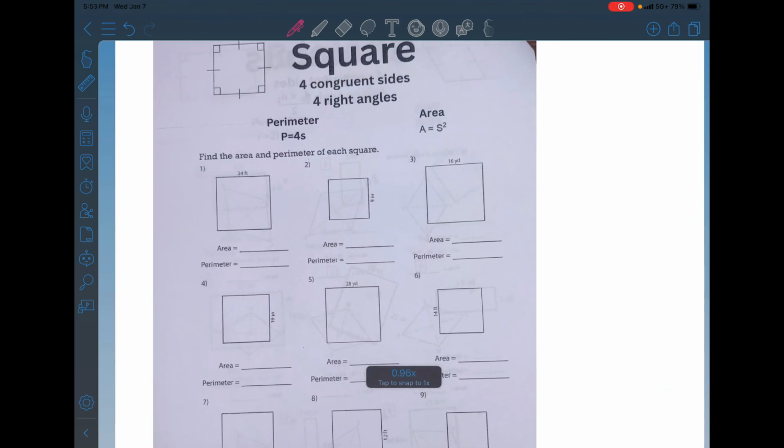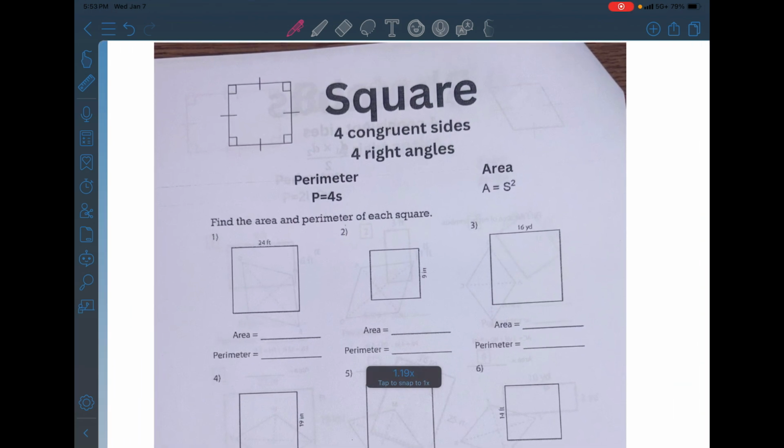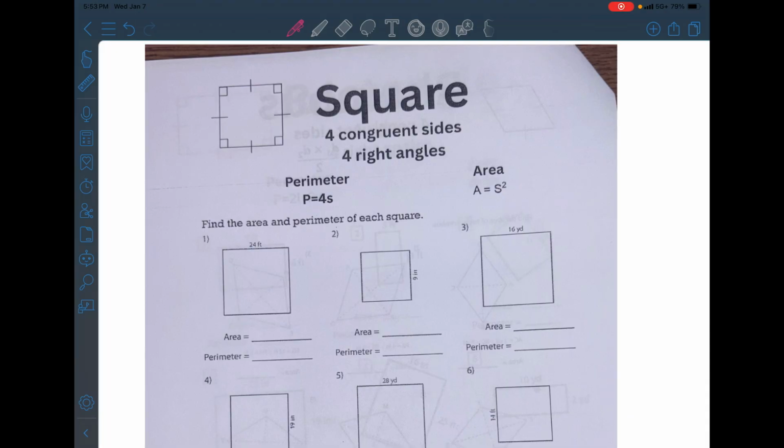All right, moving on with our next quadrilateral is the square. For the perimeter of the square, you just do 4 times your side. And for the area, you do your side squared. Remember, area is units squared, and perimeter is just units.